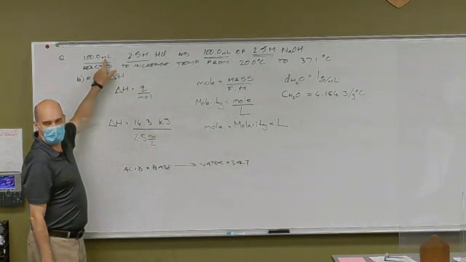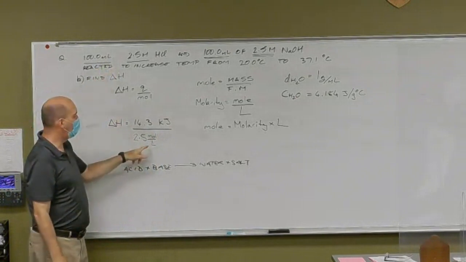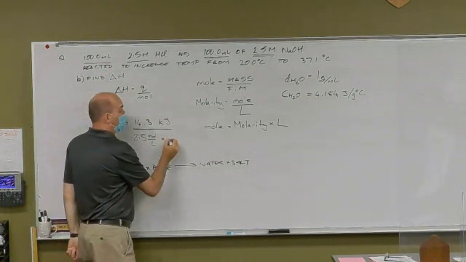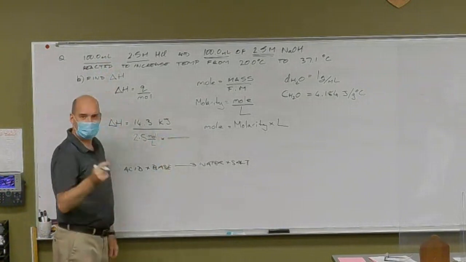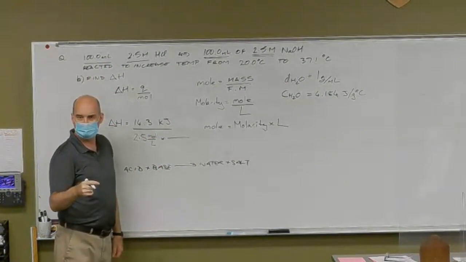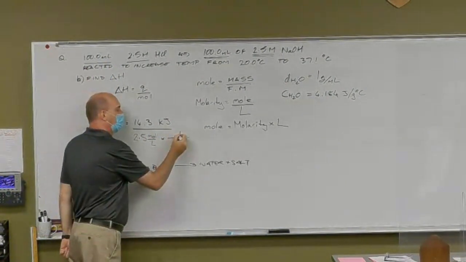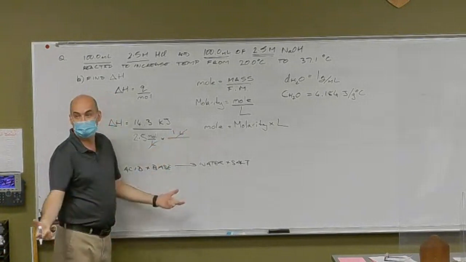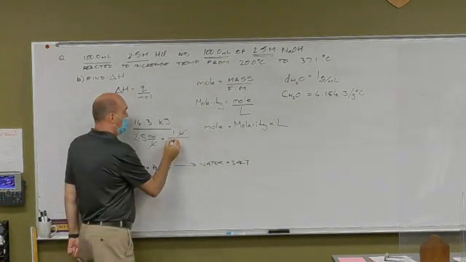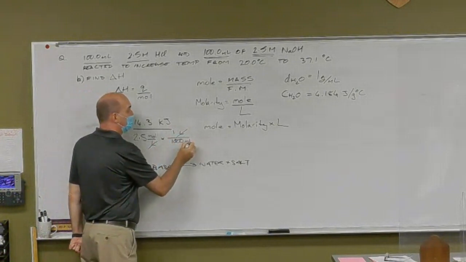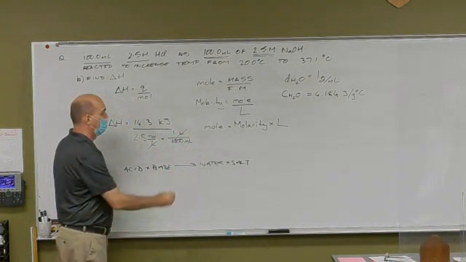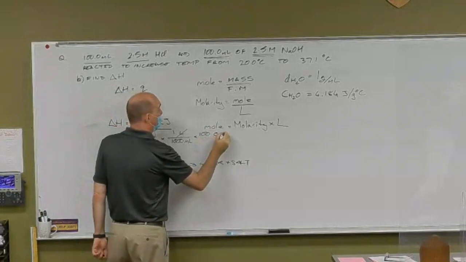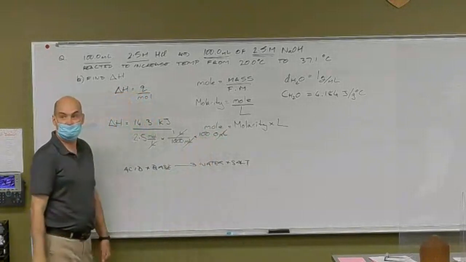So my volume is in milliliters, but I need a conversion factor that's going to make those liters go away. So the conversion factor that tells me there's 1,000 milliliters in a liter puts the liter on the top. Just make the liters go away. That 1,000 milliliters are in a liter. And then I have 100 milliliters. And look, the milliliters just cancel too.